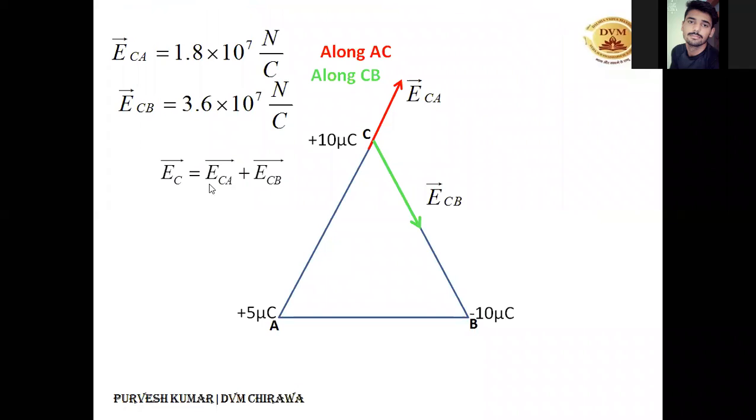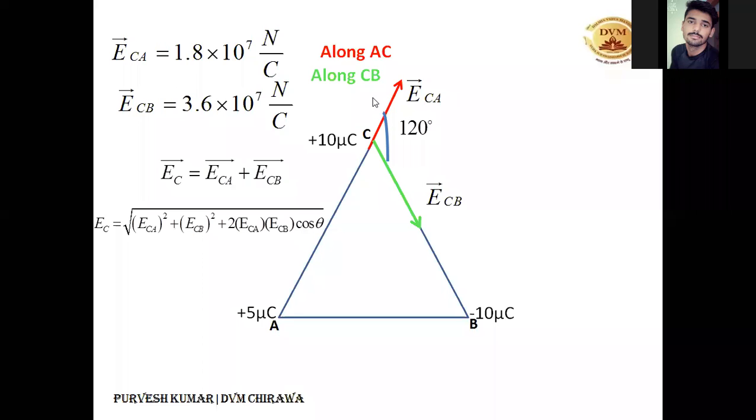So I can write that the resultant electric field at C, that is EC, is ECA plus ECB, the vector sum of ECA and ECB, and the magnitude can be given by the parallelogram law: ECA square plus ECB square plus 2 ECA ECB cos theta.